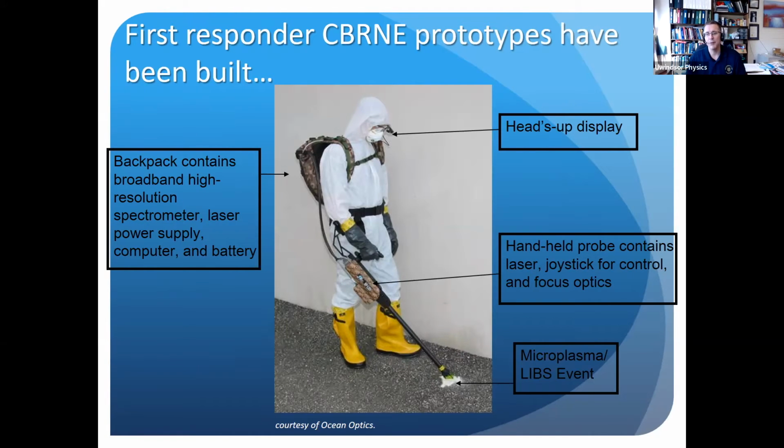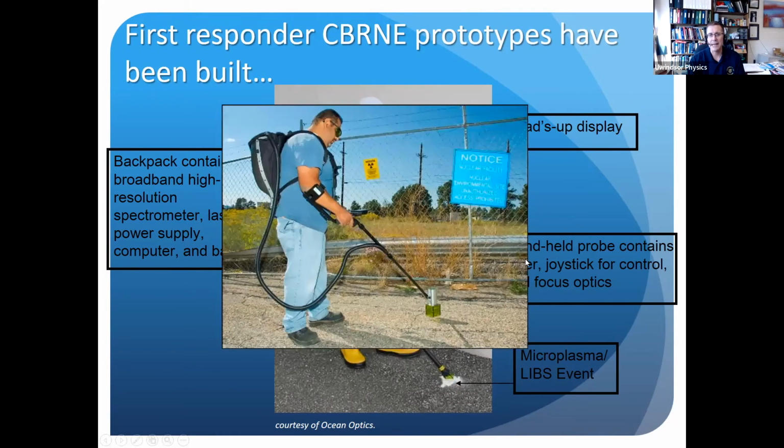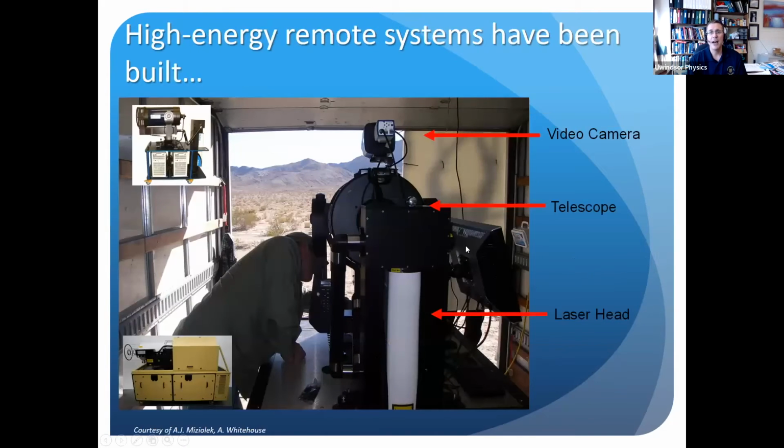And here's a prototype of them doing it. It's a guy using a laser to analyze this event of some spilled powder down here. The results are being analyzed autonomously by a computer, with the results displayed on his Google glasses to identify what that thing is. I'll come back to that. Here's another prototype that a different company made, so they're not the only people doing it. You can build high energy remote systems.